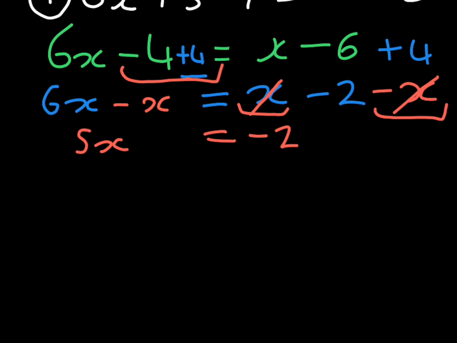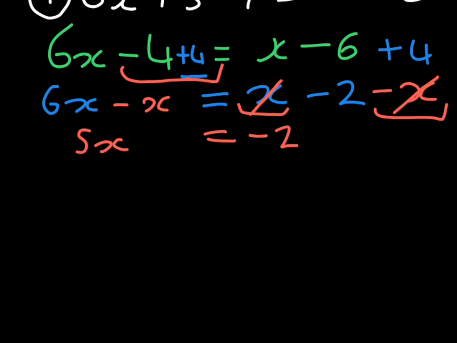Now remember what I said earlier. We want our equation to eventually be in the form x equals something. But if we have a look over here, we do not have x by itself. We have 5x. So what does that mean? We need to get rid of this 5 in front of the x. And what is that 5 called? That 5 is called the coefficient.